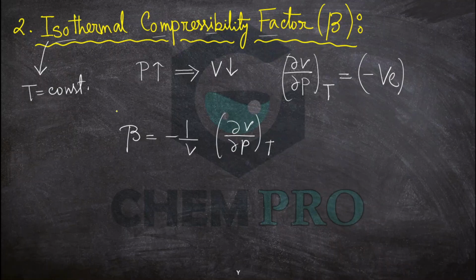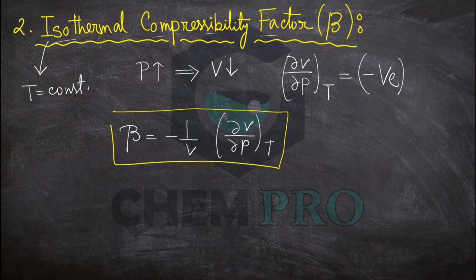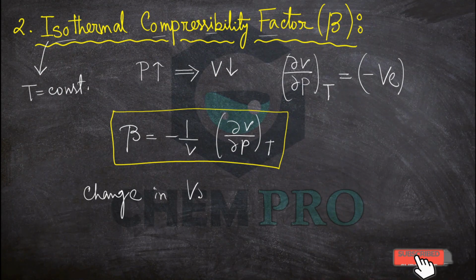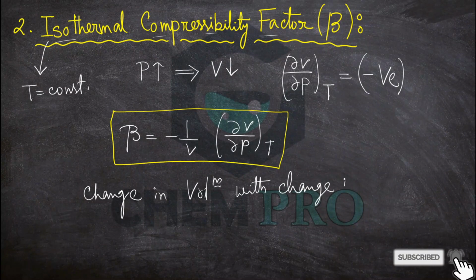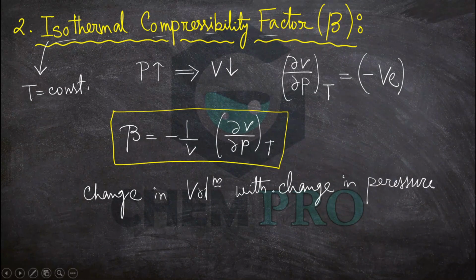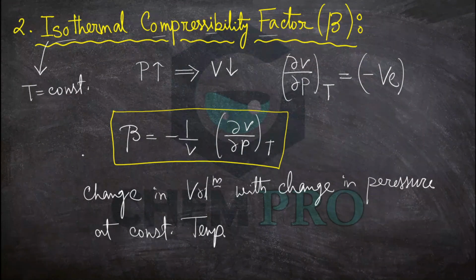We have to remember this formula of beta also. So beta represents the change in volume with change in pressure at constant temperature. We can represent beta, the isothermal compressibility factor, by beta T.